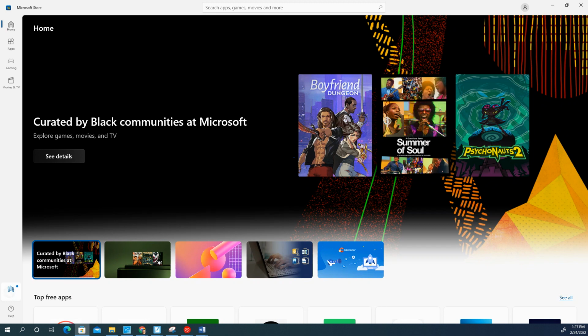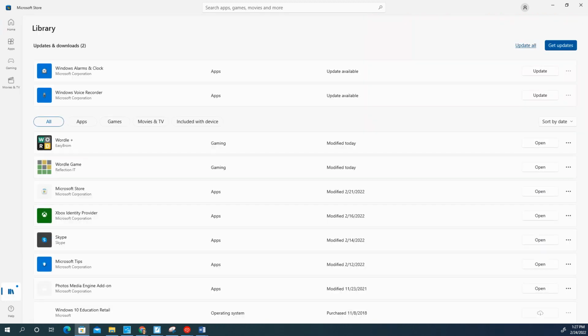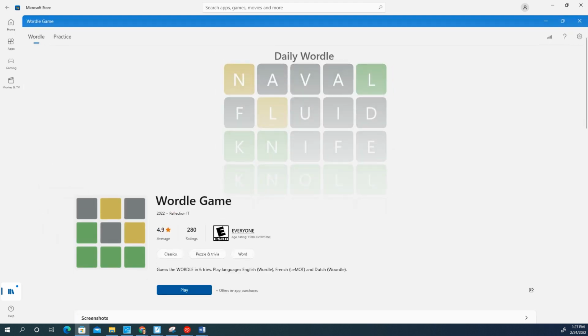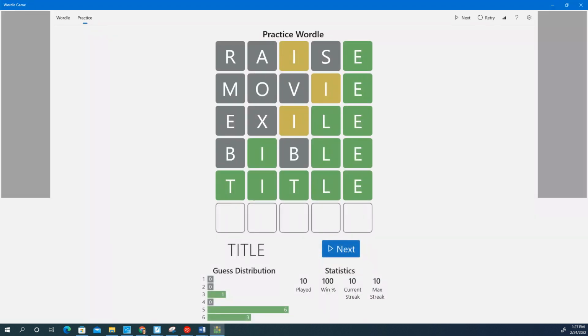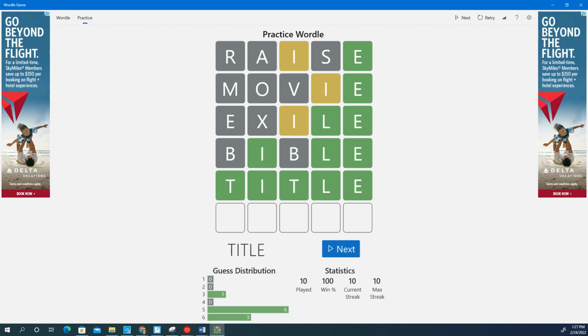Oh, let's go to my library. This Wordle Plus, or was it Wordle Game? It's one of these, probably two. Wordle Plus. Let's try. I think it was this one actually. And then you could go to practice mode. Oh, I don't want to go to the one of the day. No, this is practice. Practice, and then it just lets them do it over and over and over again.